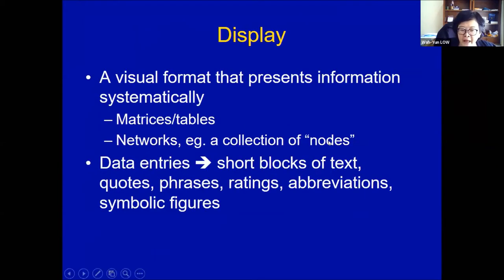Now, how do you actually display your data? Very important. Usual format that represents, sometimes you may have a matrix to show us how a theme is being derived. Yeah, so you have your very raw quotes from the participants. You come up with codes or categories, and at the end, you can regroup your codes or categories to come up with a theme. So maybe you have a matrix that actually shows us all these codes or all these quotes. Yeah, and your data entry, whether it's blocks of text, quotations, phrases, or abbreviations, all this, you have to really spell it out.